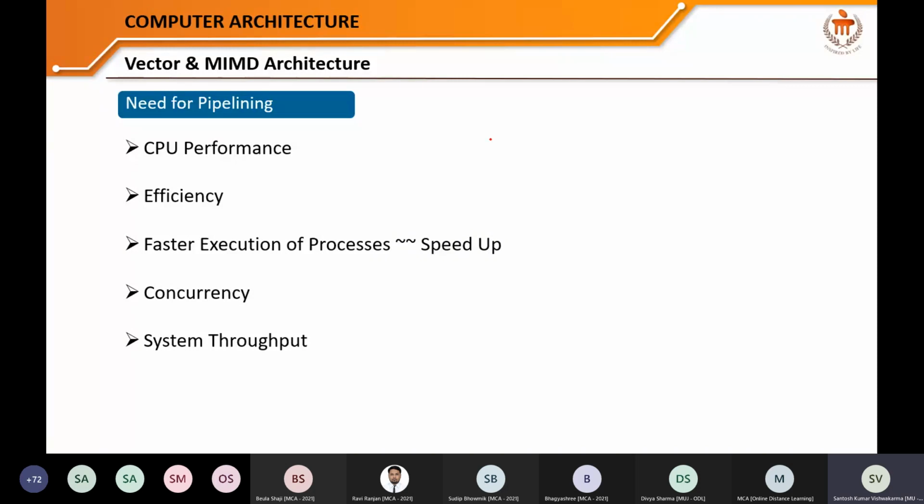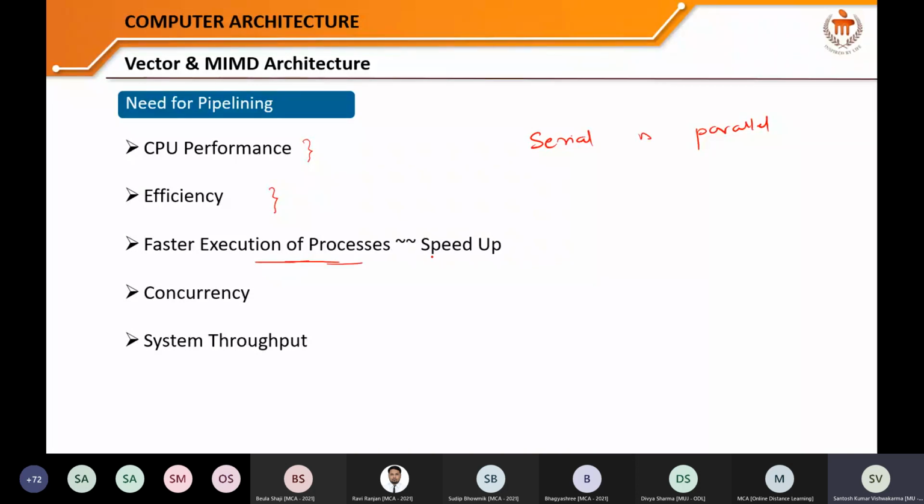Because once we are working in a serial order, that is serialization. And once we have parallel computation, you must be very clear about the difference. Taking any example, the need for pipelining arises from CPU performance, right? Because we want maximum utilization of the CPU. We want maximum efficiency. I cannot claim that I can have 100% for any system, but maximum performance in terms of CPU utilization and maximum efficiency. And we also want faster execution of processes.